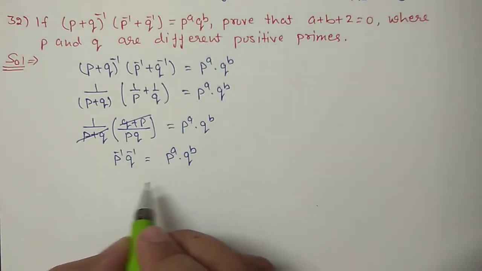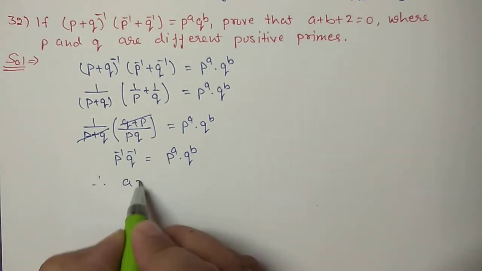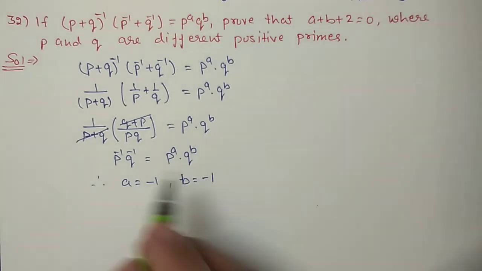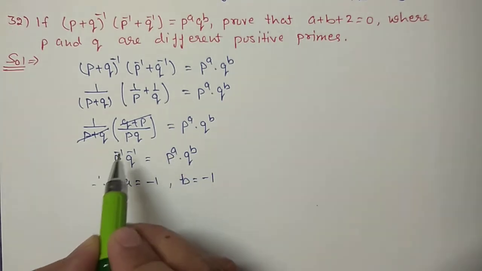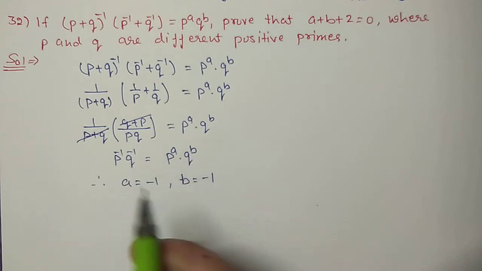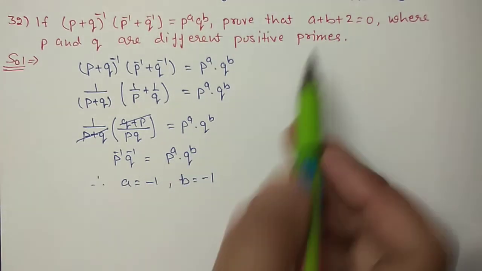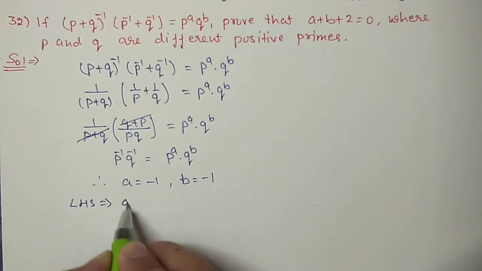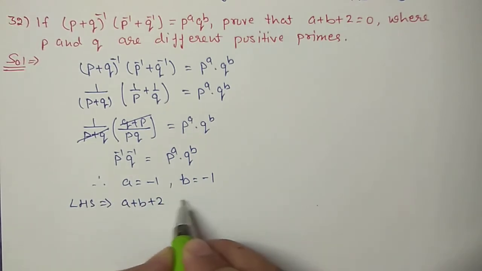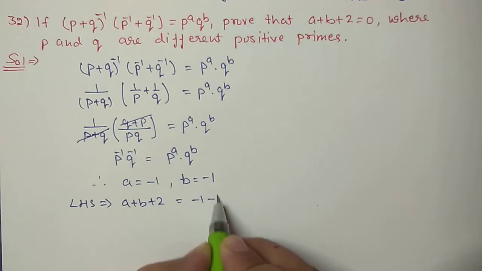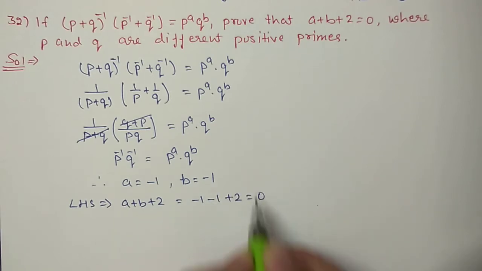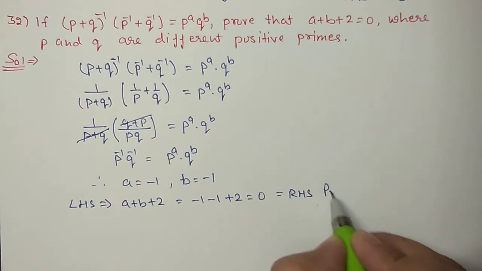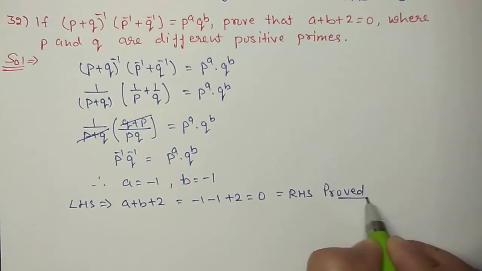If we compare both sides, then we will get a value is minus 1 and b value is also minus 1. Here a and here minus 1, here b, here minus 1. Now we can substitute here. Therefore, left hand side we will take a plus b plus 2, a is minus 1, b is minus 1, plus 2. So it is coming equal to 0, equal to right hand side, and hence proved.